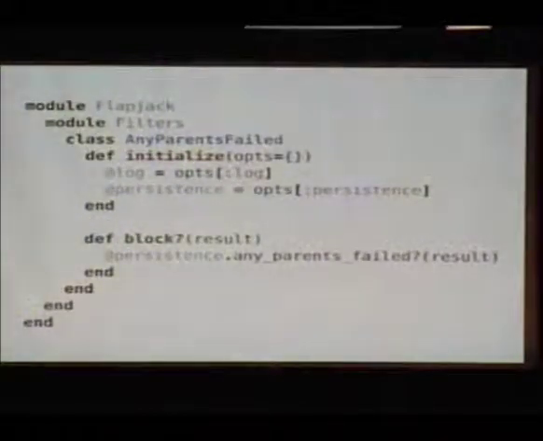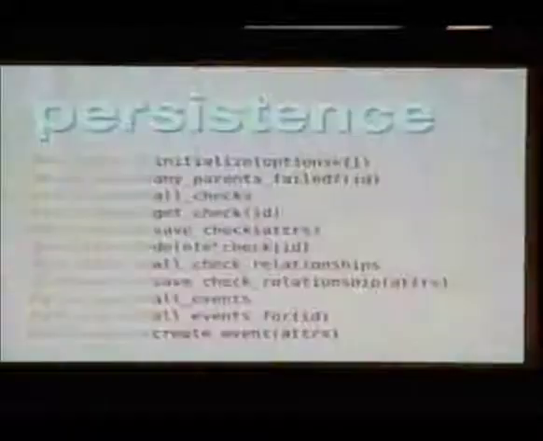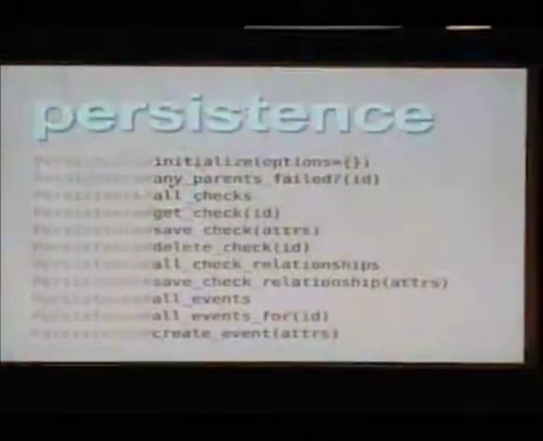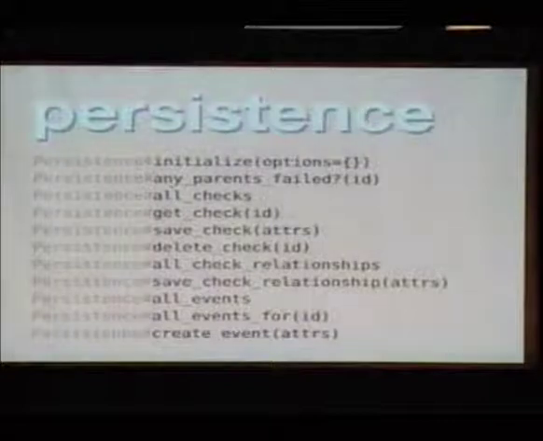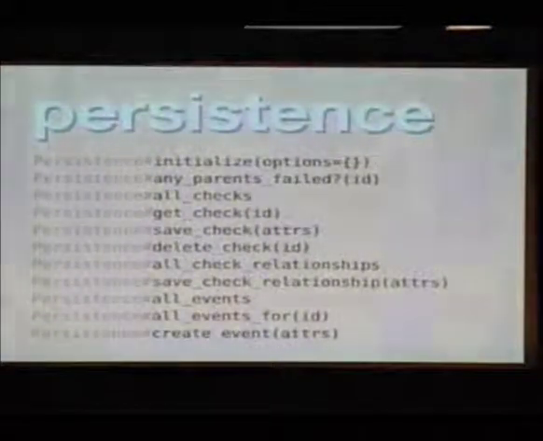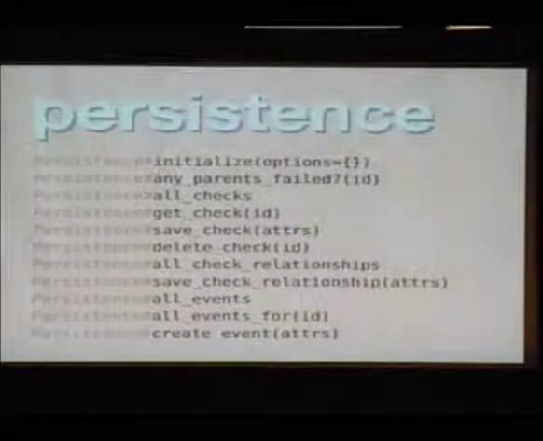Then we have this any parents failed thing. So if we go back a few slides to the systems backend, we have this any parents failed method here. It's a convenience method for checking whether any parent checks have failed, and if they have, it will return true.